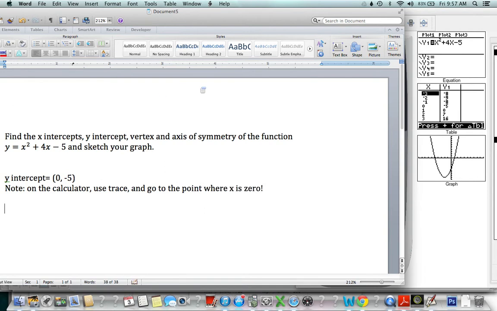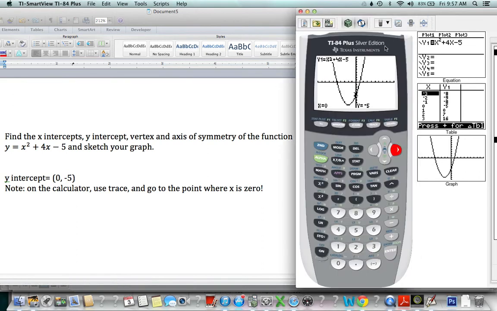All right, so that's the y-intercept out of the way. Now we're ready for the x-intercepts. Now, the x-intercepts are where the graph crosses the x-axis. Often it happens in 2 places. Sometimes it doesn't happen at all. Sometimes it happens in 1 place.